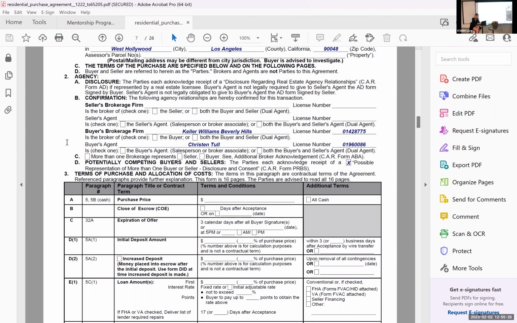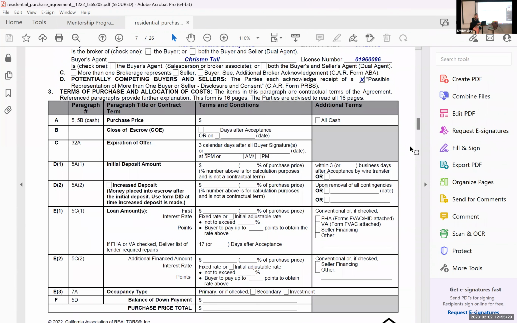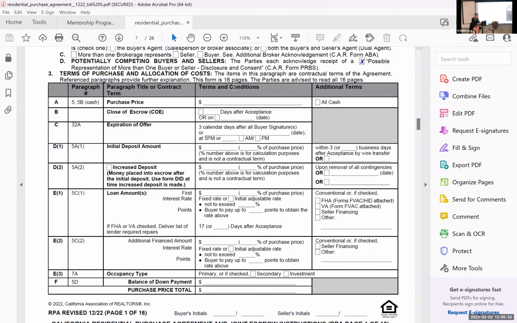Moving forward. Now we come to the nuts and bolts of the RPA. Section 3A is going to be purchase price. Obviously, the buyer is the one who determines what price they want to offer, right? They don't always listen to us, do they? No. Good luck. If you're fortunate enough to have an all cash buyer, you get to check this box, which is my favorite box in the entire RPA. Yay! But most of the time that will not be the case.